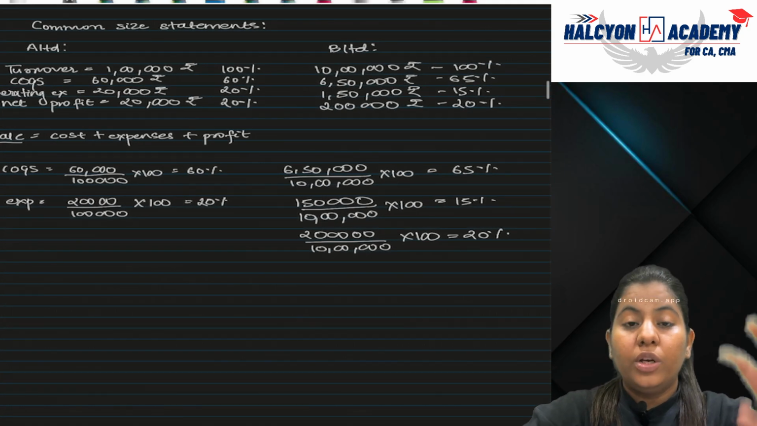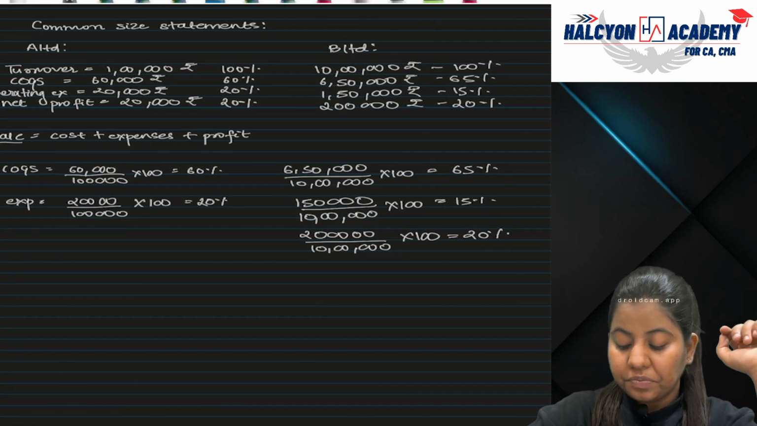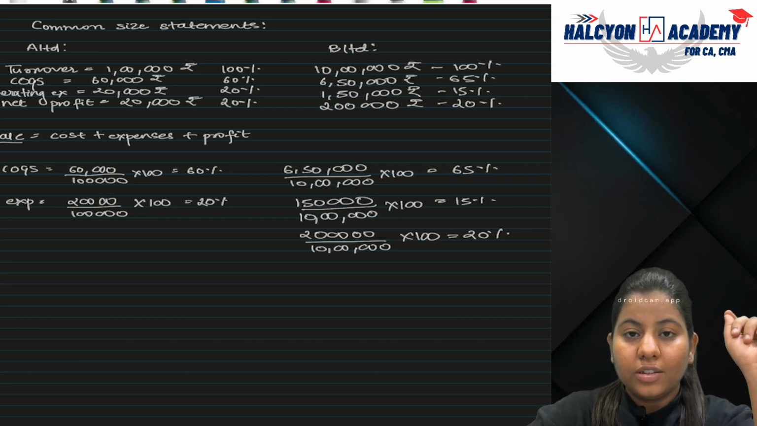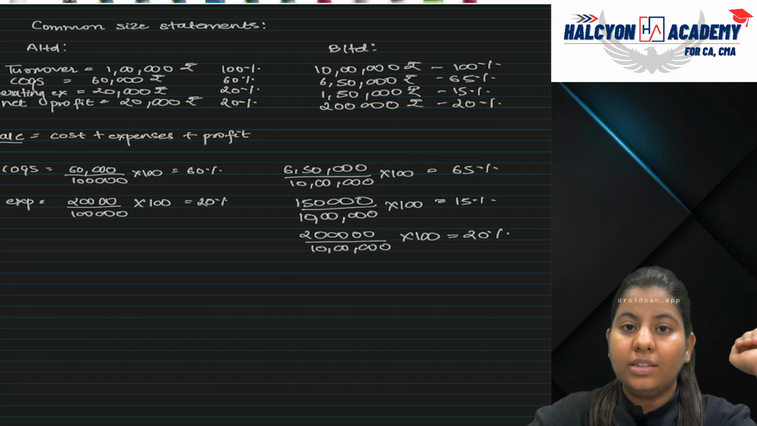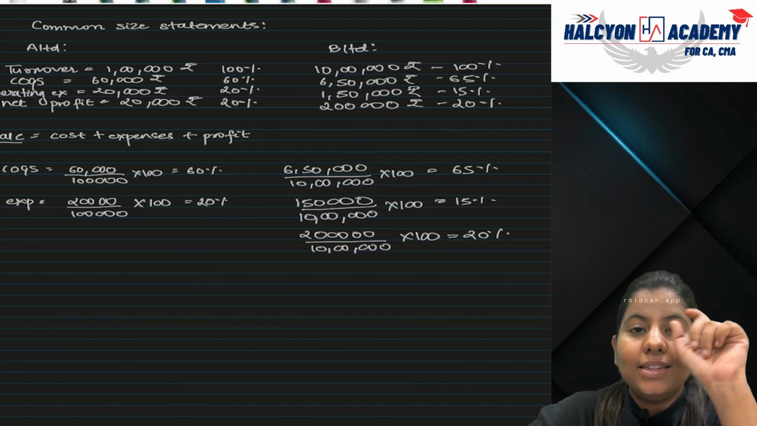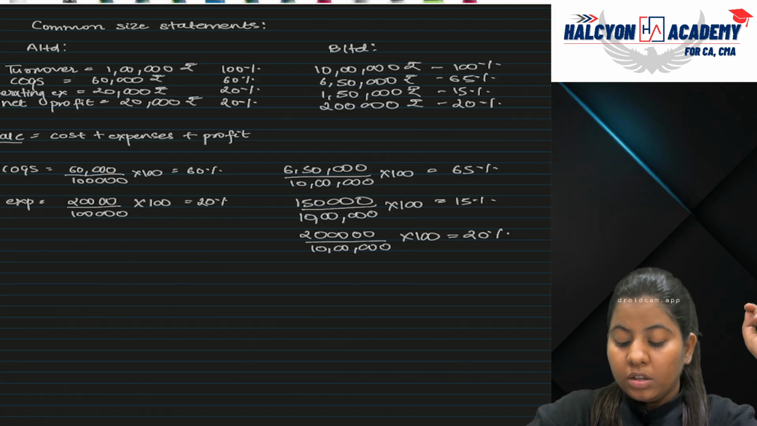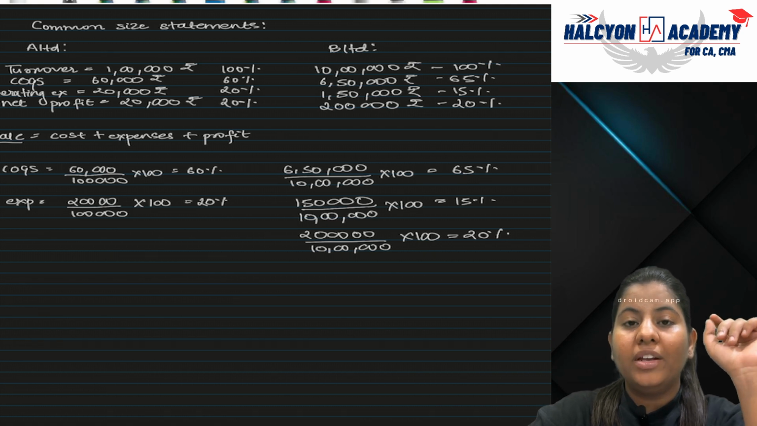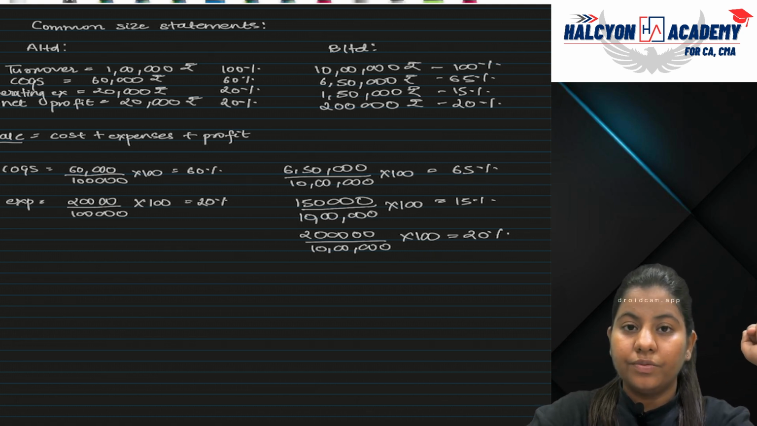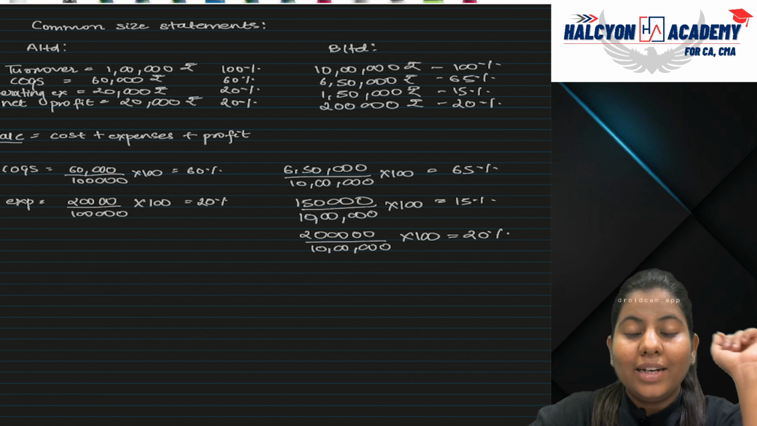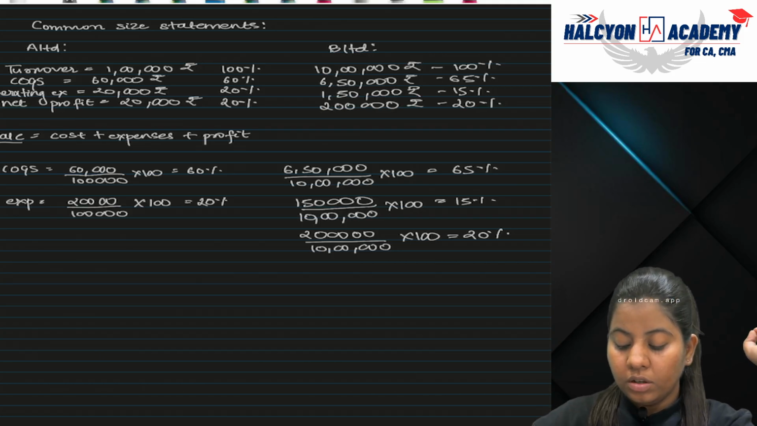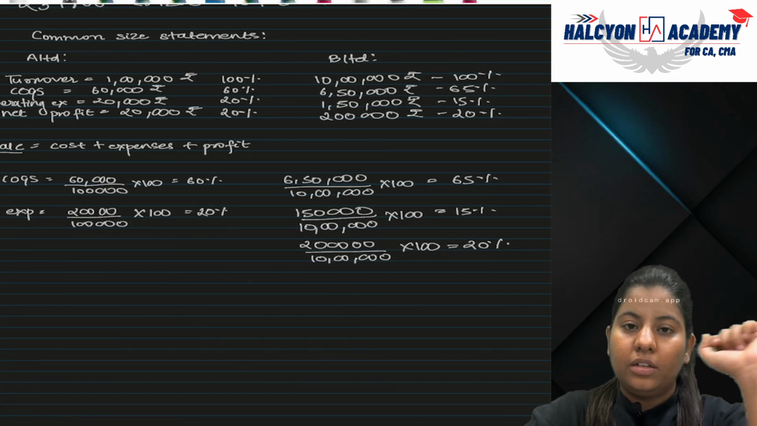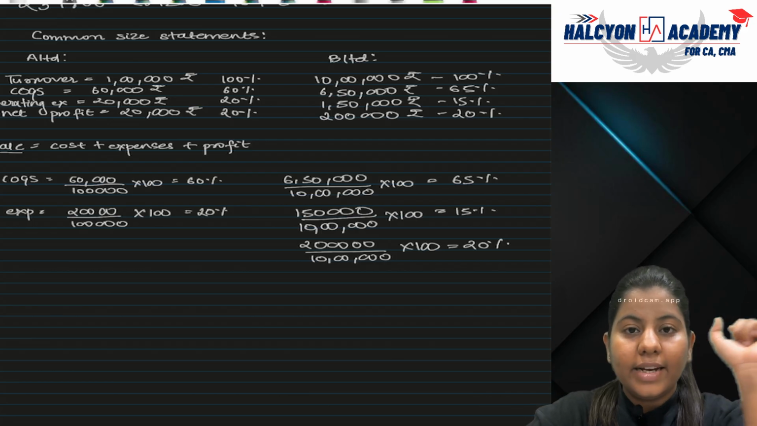If we only look at the figures, then we have to consider the size of both companies. But through common size statements, the element of size is removed. Now we are only comparing the percentages. That's why this is called a common size statement.